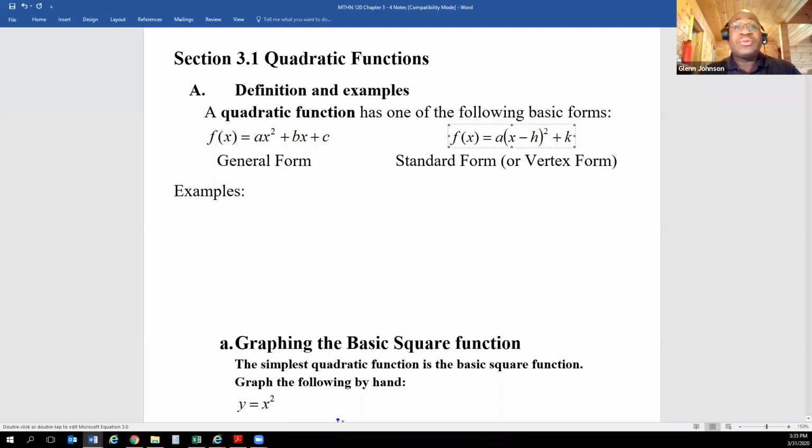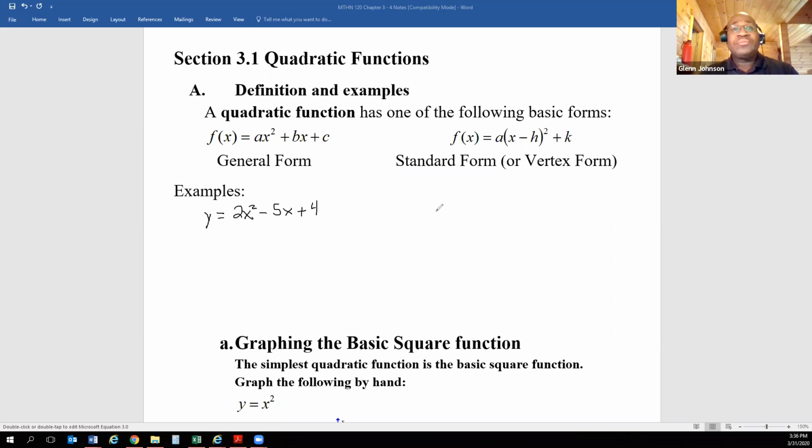Now, some examples of these different types of forms, just to give you an idea of what they look like. The first example for the general form might be, for example, y equals 2x squared minus 5x plus 4. Here, the main characteristics: you have an x squared term, you have an x term, you have a constant term. So that's one example of the general form.